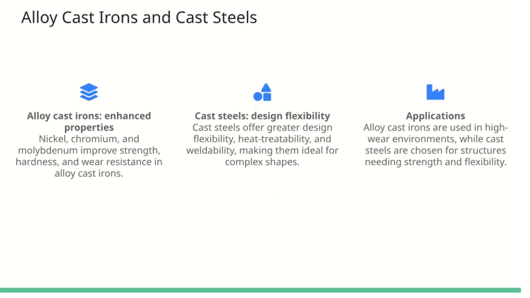Then there are alloy cast iron and cast steel. Alloy cast iron is enhanced with elements like nickel, chromium, and molybdenum, which can improve strength, hardness, and wear resistance, because when we put these elements in the material, it becomes stronger. Cast steels offer greater design flexibility, durability, and wear resistance, making them ideal for complex shapes. Alloy cast iron is used in high wear environments, while cast steel is chosen for structures needing strength and flexibility.